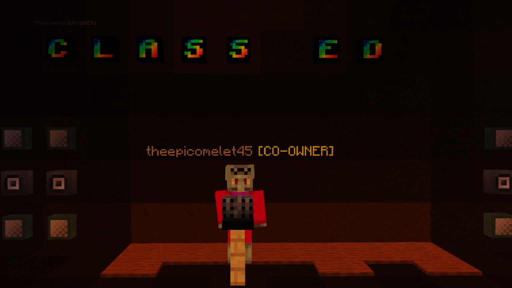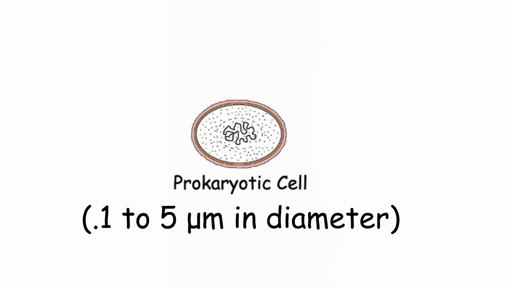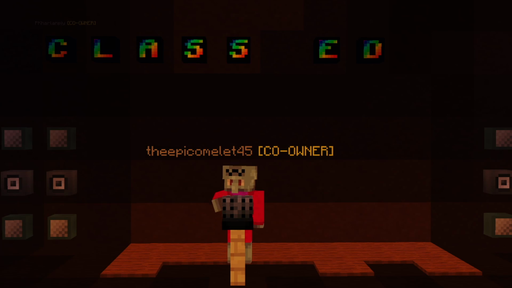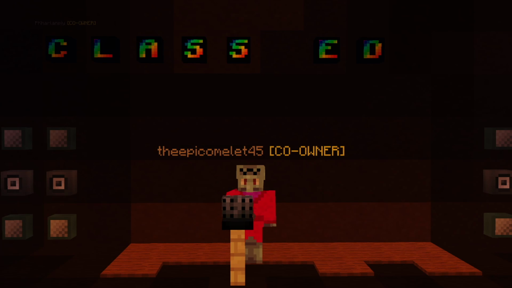In terms of size, the prokaryotic cell is significantly smaller than its counterpart. The prokaryotic cell ranges from 0.1 to 5 micrometers in diameter, whereas the eukaryotic cell ranges from 10 to 100 micrometers in diameter. The small size of a prokaryotic cell allows it to transport organic materials to other parts of the cell. Another difference is that prokaryotic cells do not contain any membrane-bound organelles, which are the little organs responsible for specific actions in the cell.